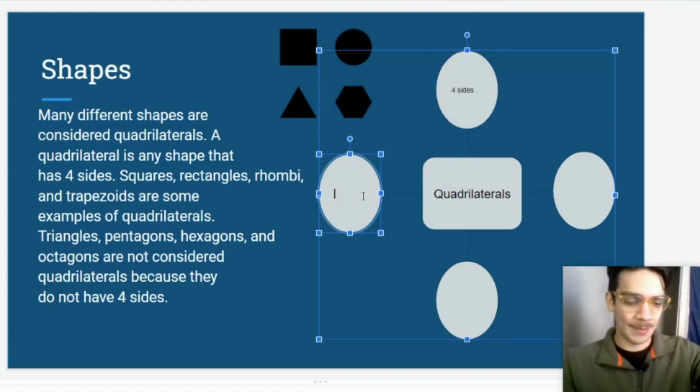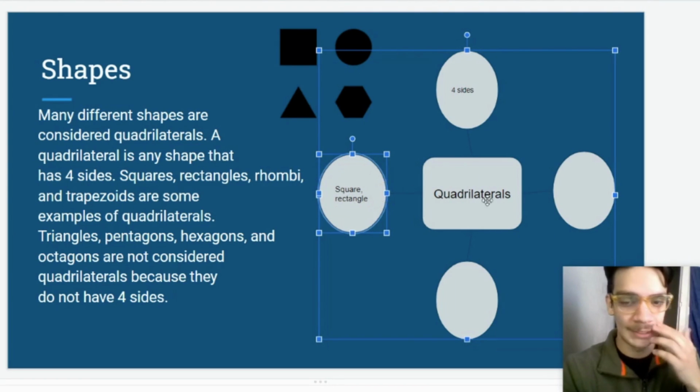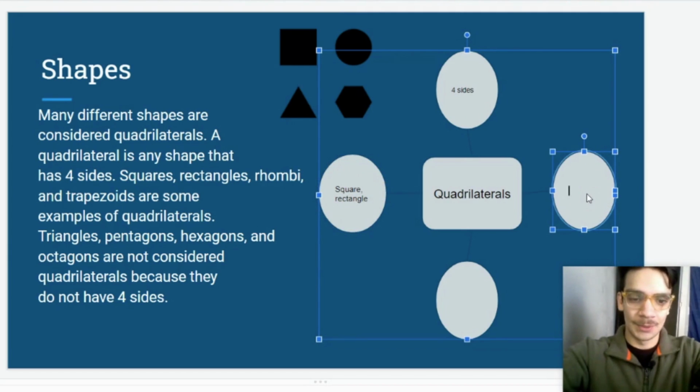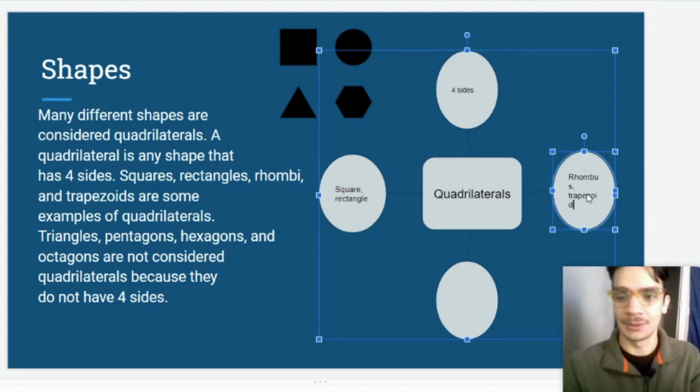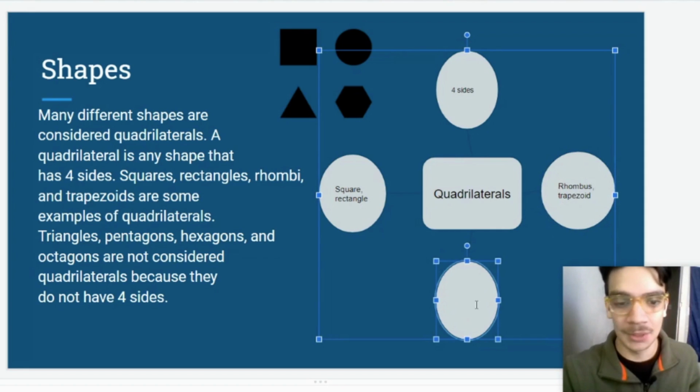I remember from math class, and I also remember from the reading, that a four-sided shape is a square, a rectangle. Those are a couple of the examples of four-sided shapes. We also know that there's some other less common shapes like rhombus and trapezoid. Like a rhombus and a trapezoid. Both of those have 4 sides too, making them quadrilaterals.